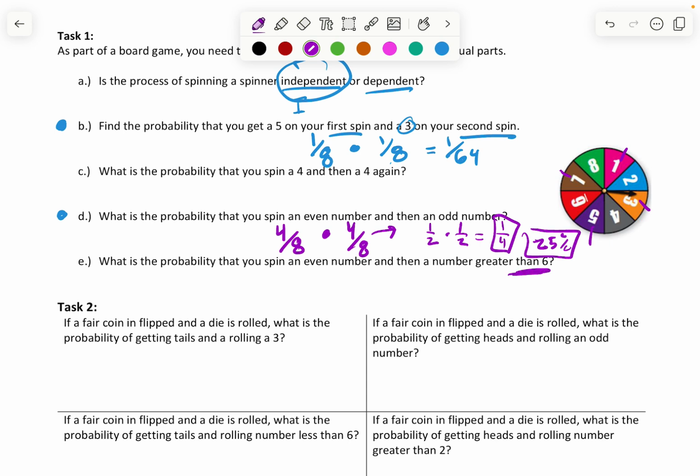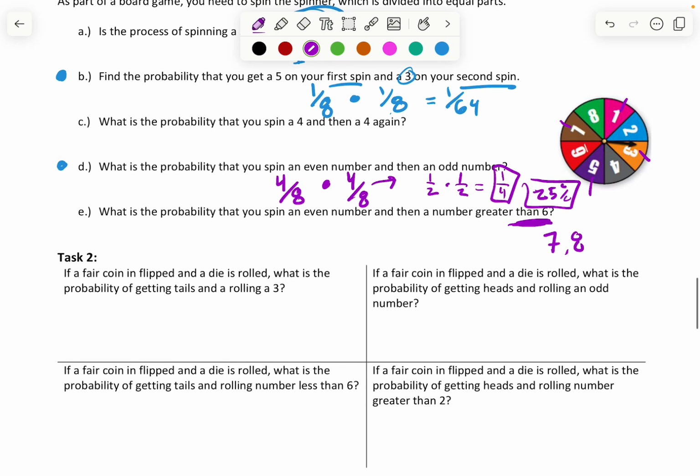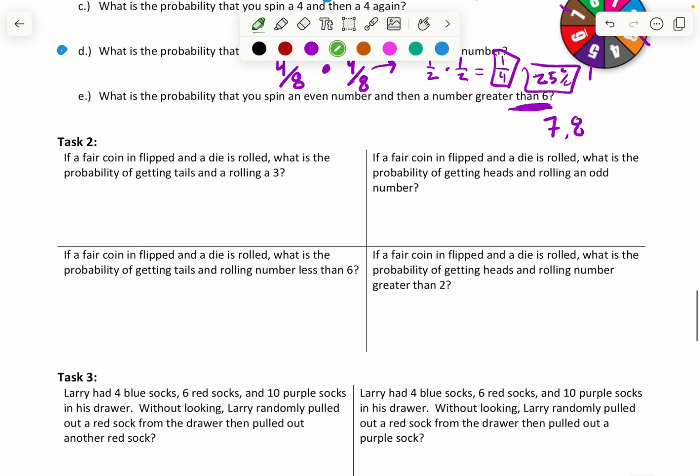Just keep in mind, if you're doing this one, numbers greater than 6 would be like 7 and 8, right? Like, you don't want to include 6, so there's only 2 options there. Just good to keep in mind. All right, I'll let you do that one, though. All right, onward. Let's do task 2.